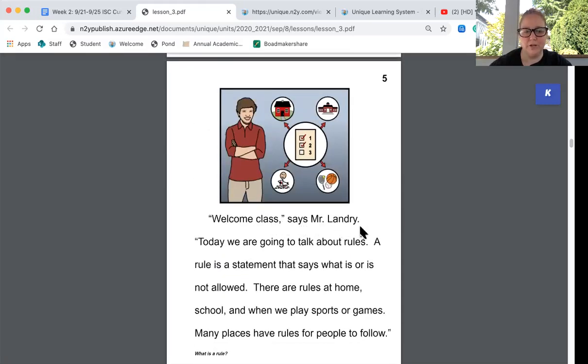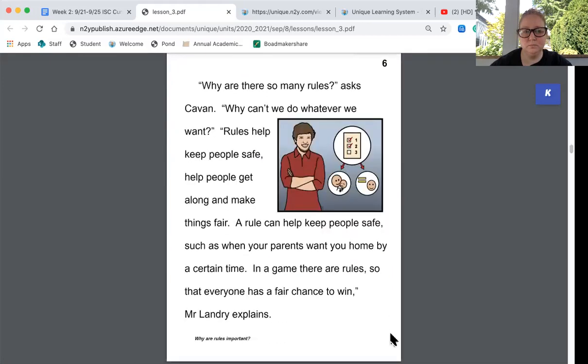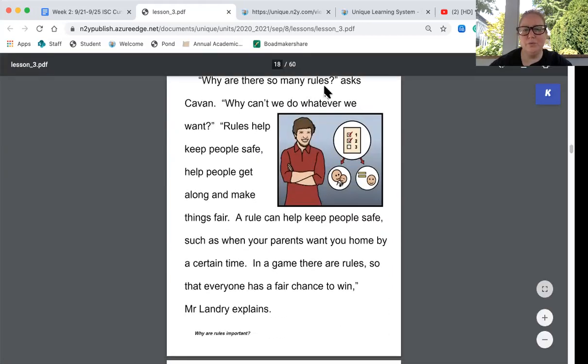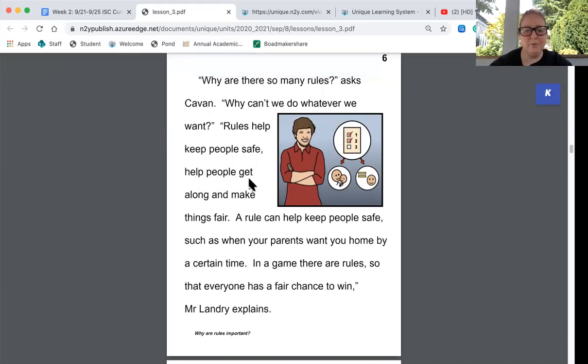Welcome, class, said Mr. Landry. Today, we are going to talk about rules. A rule is a statement that says what is or is not allowed. There are rules at home, school, and when we play sports or games. Many places have rules for people to follow. Why are there so many rules? Asked Caven. Why can't we do whatever we want? Rules help keep people safe, as we talked about yesterday, help people get along, and make things fair.